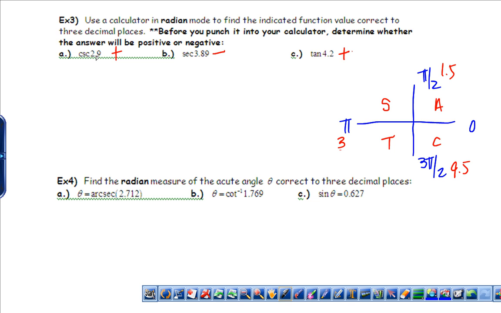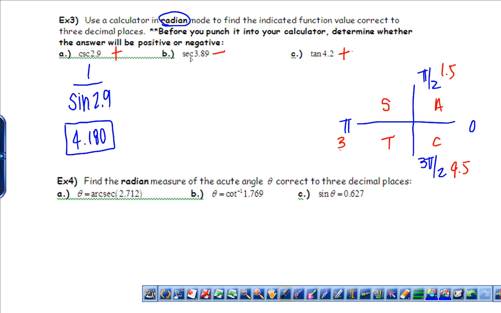Cosecant, remember, I need to do the reciprocal. So cosecant's reciprocal is sine, so I'm just going to say 1 over sine of 2.9. Remember, this is in radians, so go back to your calculator, change it to radians, and plug in 1 over sine of 2.9. That should give you 4.180, rounding to 3 decimal places still. And it was positive, just like we found.